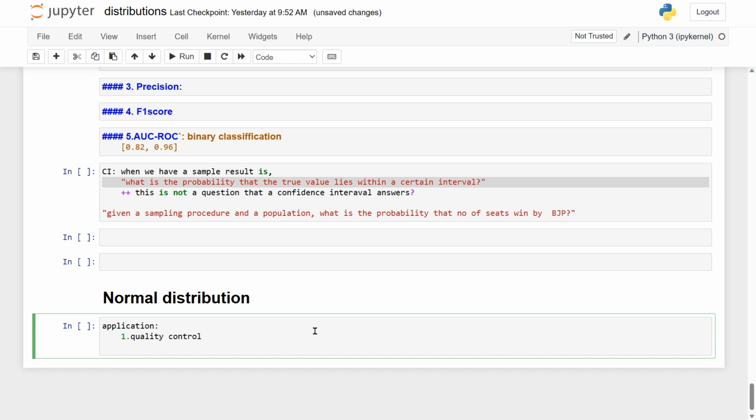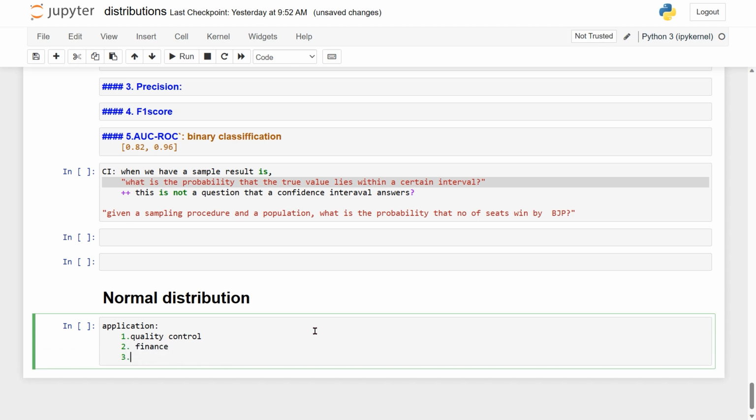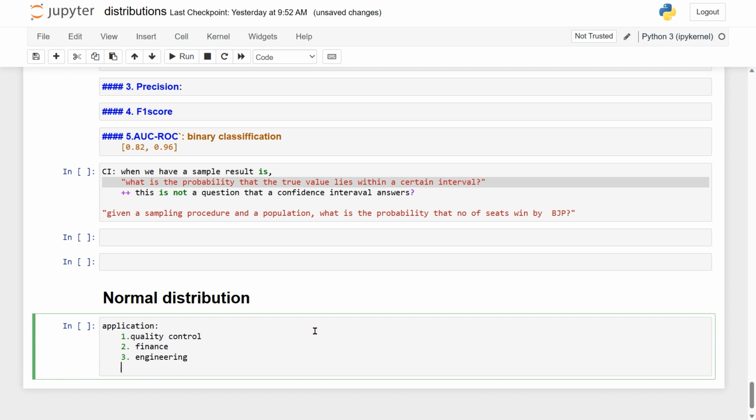And then 2, finance is very important. 3, engineering, of course, every level of engineering, and many other fields where the distribution of the data is important to understand and model.